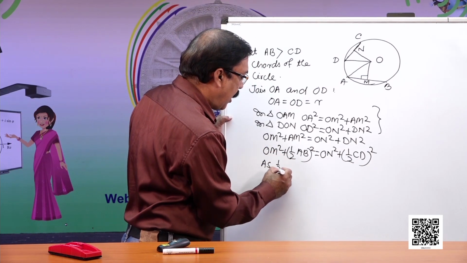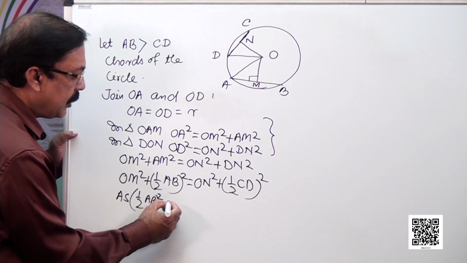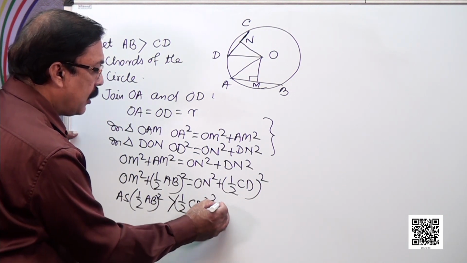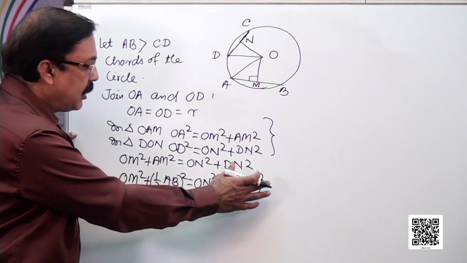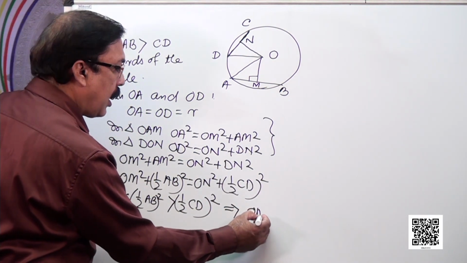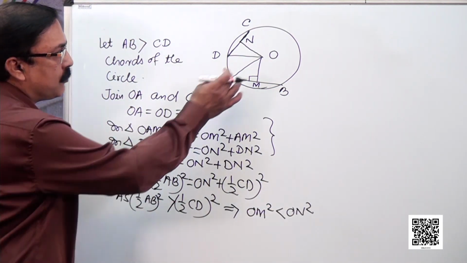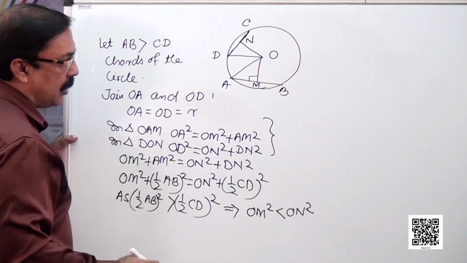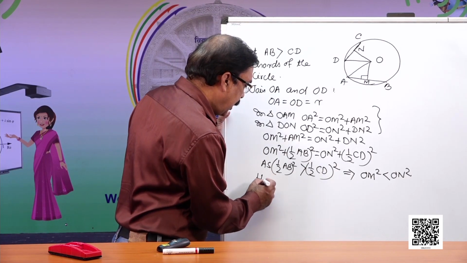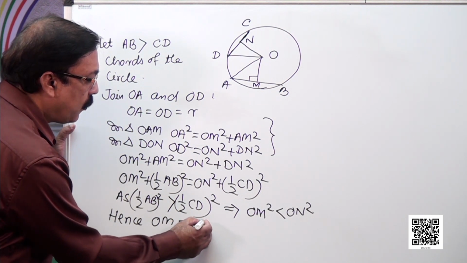As half AB square whole square is greater than half CD whole square, then to maintain this equality, we must have OM square less than ON square. So, OM square must be less than ON square. Hence, we can say OM is less than ON.